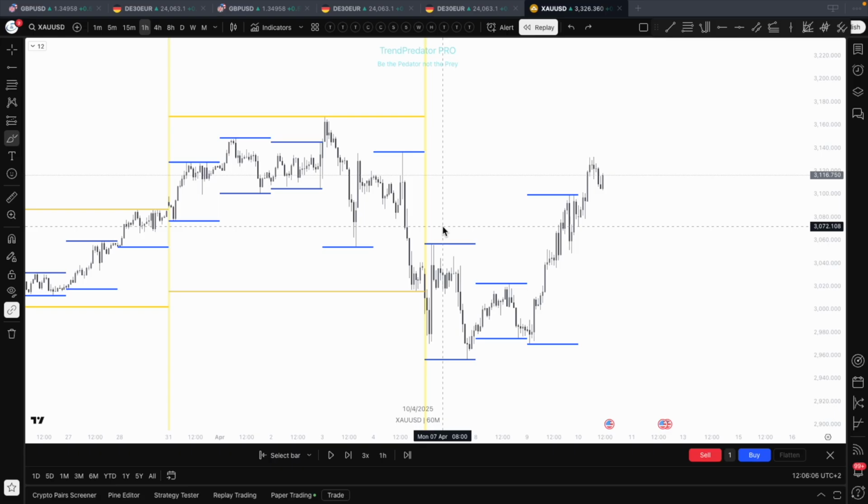So looking at the charts, gold, mid-April, and what you see here is a markup of Trend Predator Pro, my indicator, stripped off most of what it does just to highlight now the basic setup. So what you see here is the weekly separators. We have the weekly high and low and the daily high and low. That's all we need for the moment to see market structure.